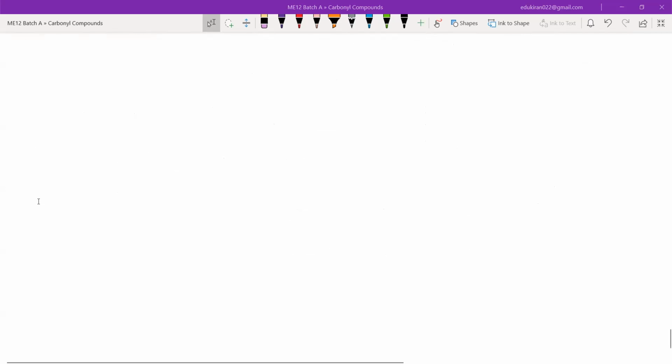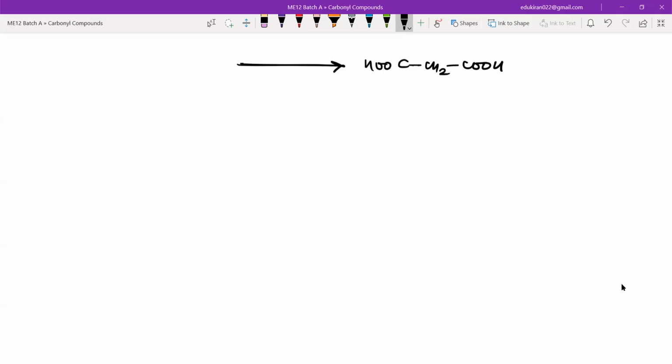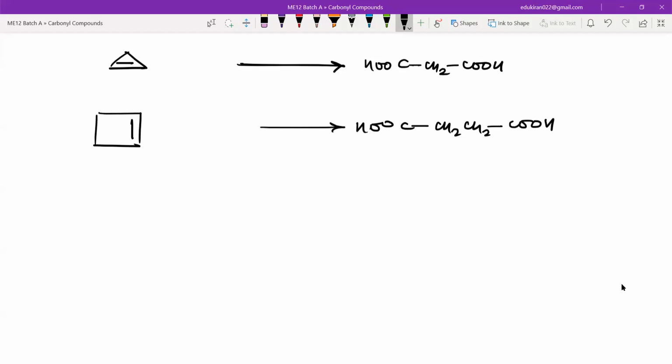Cyclopropene, right. See, first of all, you have to know the structure of malonic acid. It is COOH, CH2, COOH. That means three carbon atoms, and hence you need cyclopropene. If you have HOOC, CH2, CH2, COOH, this is how many carbons? Four carbon atoms, right? And hence you will need cyclobutene.